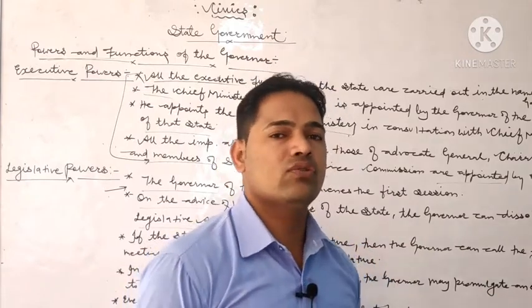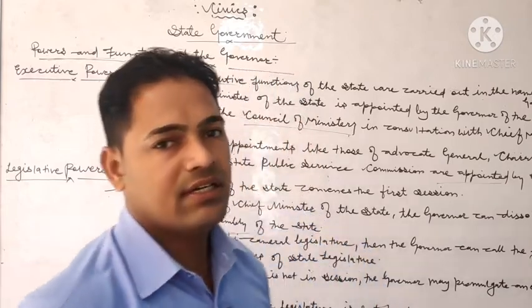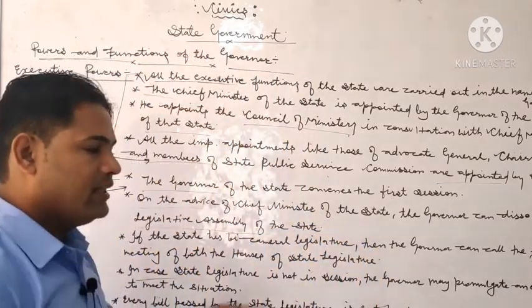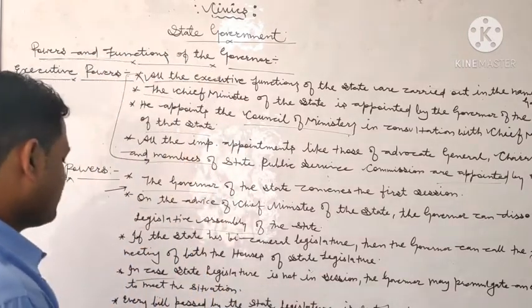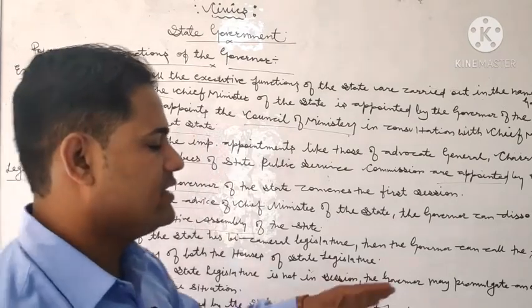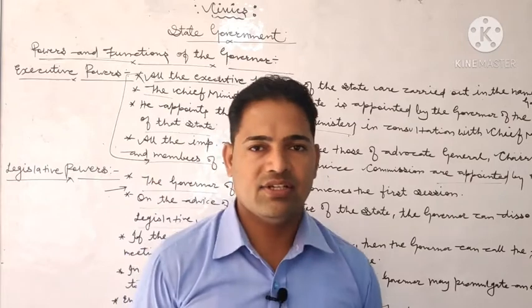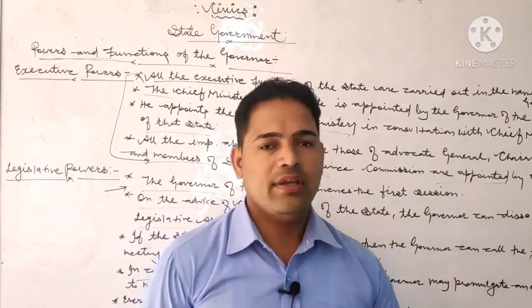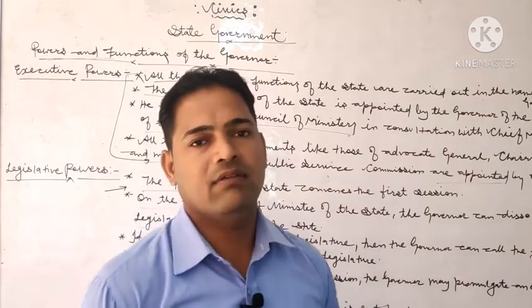That ordinance is also going to work just like an act. Even if the state legislature is not in session, in that urgency, my dear student, the governor can use this power. And every bill passed by the state legislature is sent to the governor. We have already discussed in the second last lecture that a bill becomes law only after the assent of the governor.